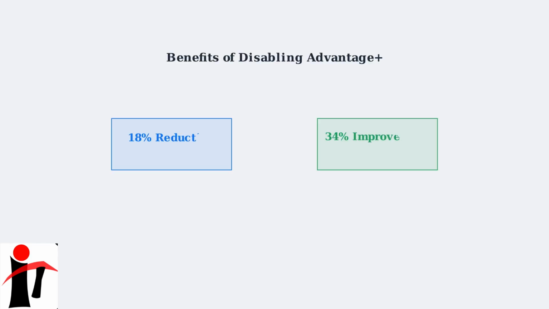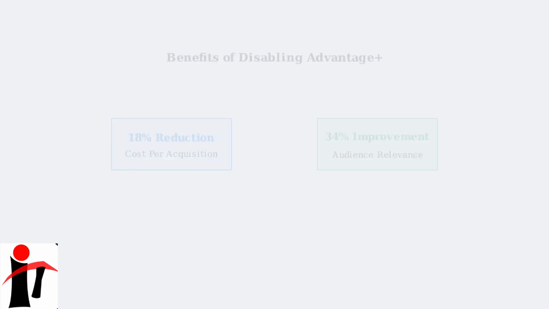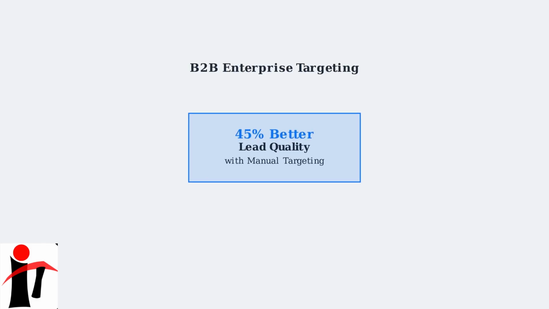Case studies show significant benefits when disabling Advantage Plus targeting. Businesses report an 18% reduction in cost per acquisition and a 34% improvement in audience relevance. For B2B companies targeting enterprise clients, manual control proves especially valuable. These businesses see up to 45% improvement in lead quality when they disable automatic audience expansion.